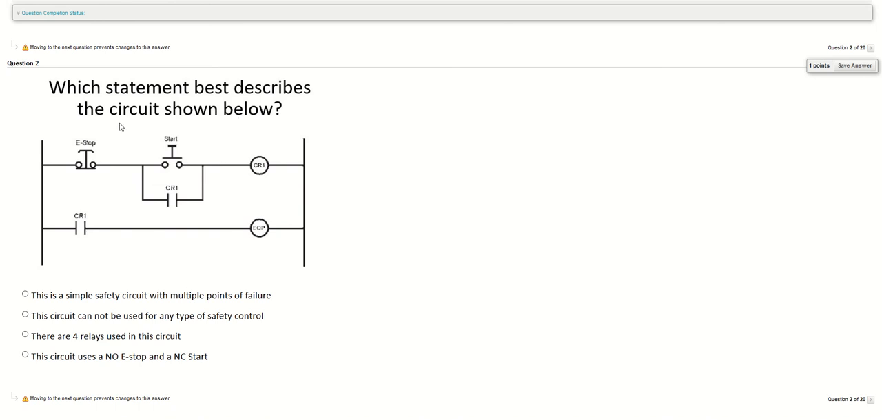What statement best describes the safety circuit shown below? This is a simple safety circuit with multiple points of failure. Cannot be used for safety control. That is false. 4 relays used in this circuit. That is false. There is only 1 relay used in this circuit, CR1. Circuit uses a normally open e-stop and normally closed start. It's actually normally closed stop and normally open start. So this first one here is the correct answer. Simple safety circuit with multiple points of failure.